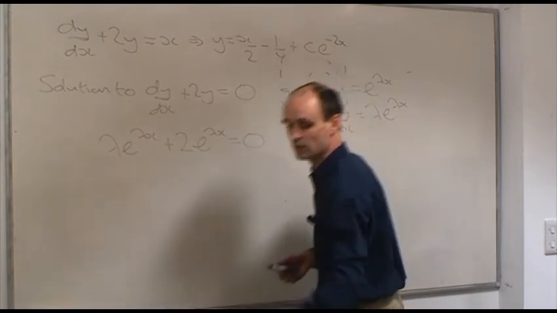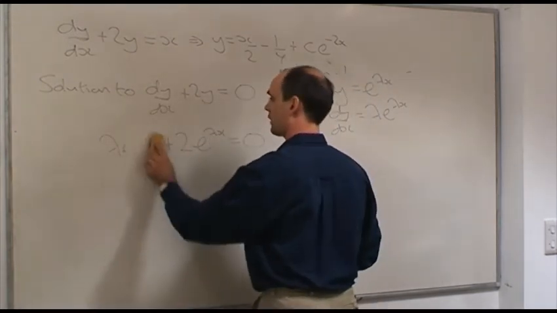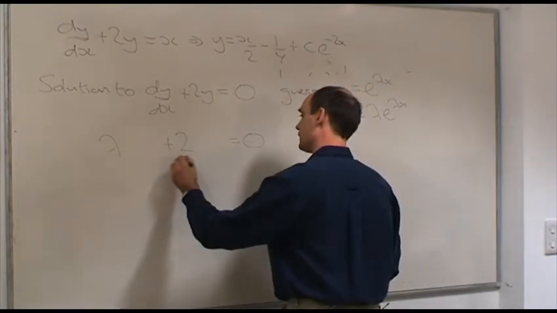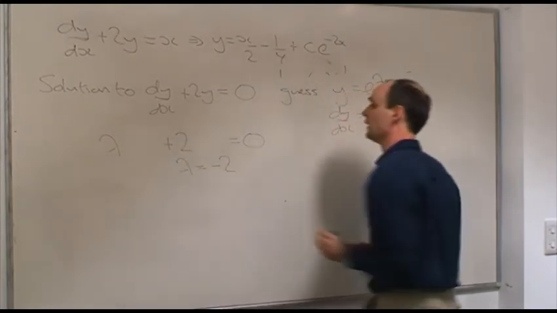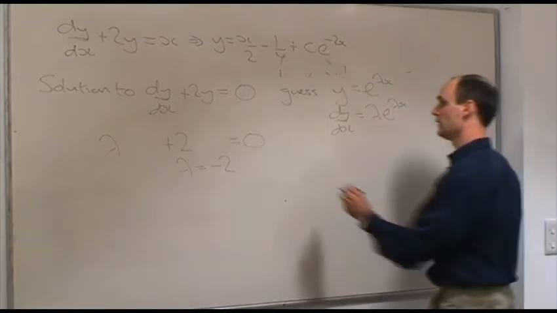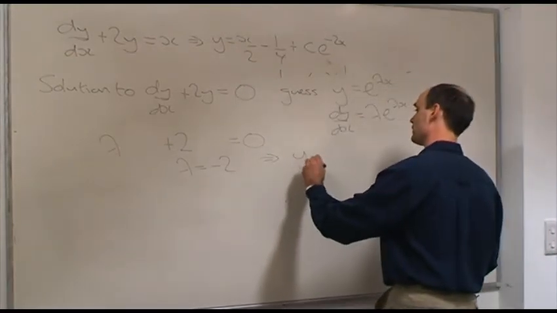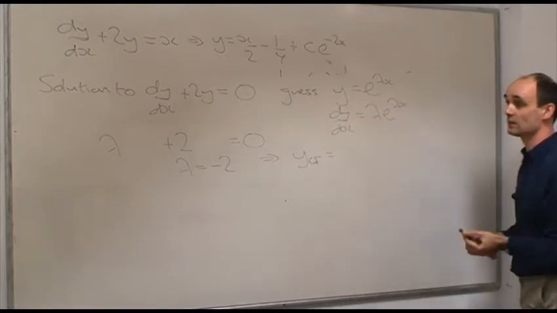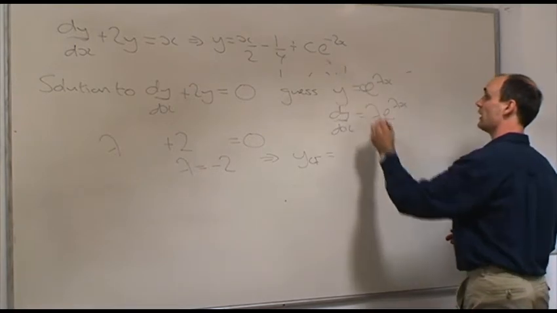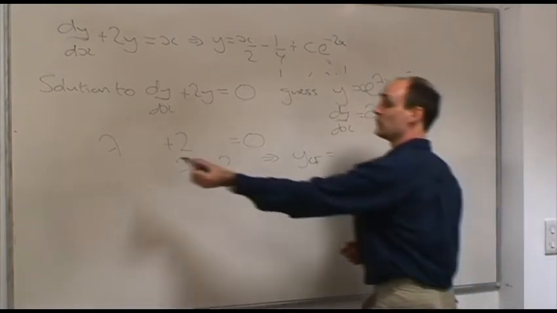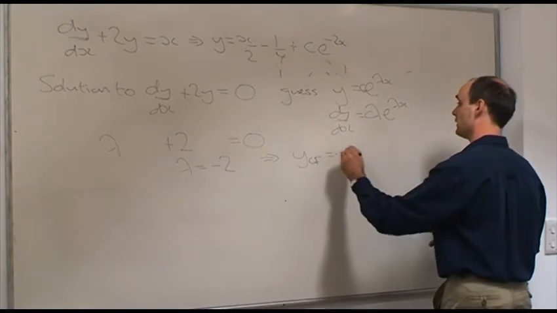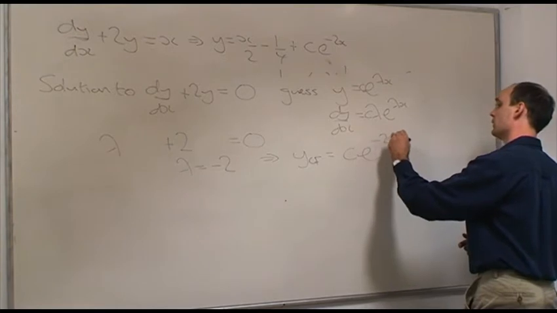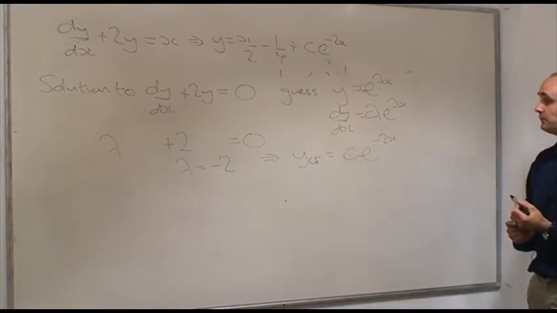And we can cancel through. We can get rid of our e to the lambda x's, because neither of those is going to equal 0. And so we end up with lambda plus 2 is equal to 0. So lambda is equal to minus 2. So we can see straight away that our complementary function y_cf is equal to something of the form e to the lambda x. Now, if I put an arbitrary constant in here, that's going to give me exactly the same equation at the end. So that's going to give me some constant times e to the power of minus 2x, and that's still going to work.